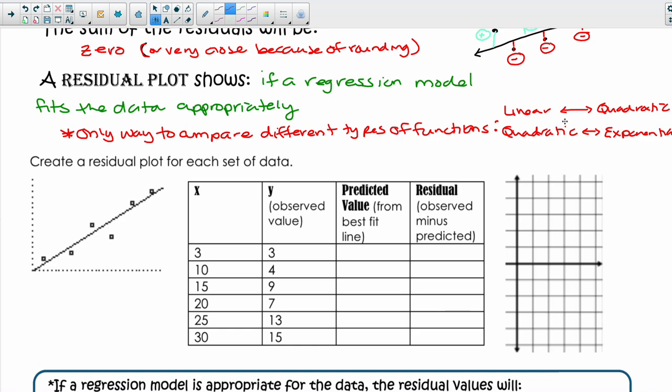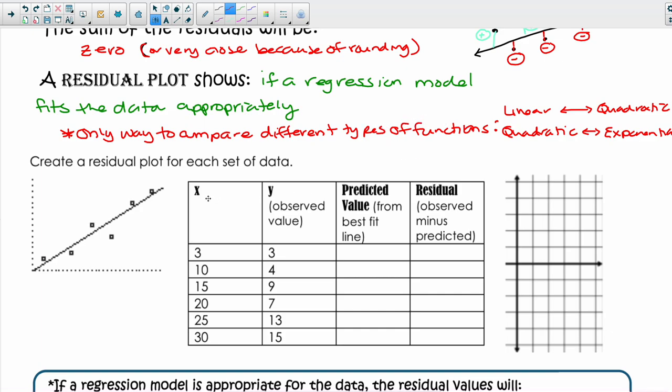You might have seen that you can use the correlation coefficient for linear functions to determine if it's a good fit. However, there is no correlation coefficient for a quadratic or an exponential. So residuals are the only way we can compare different types of functions.